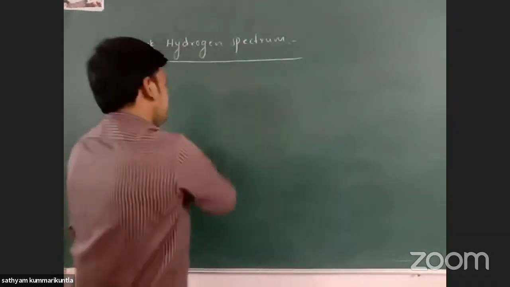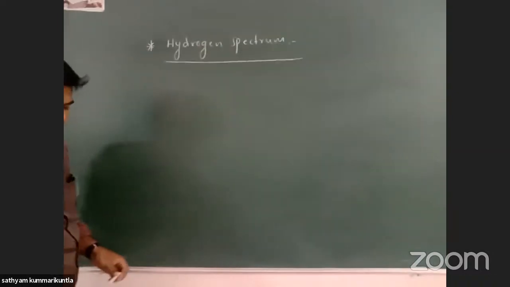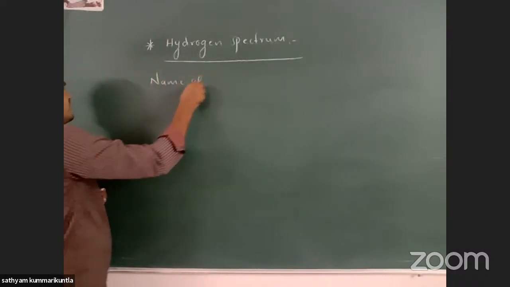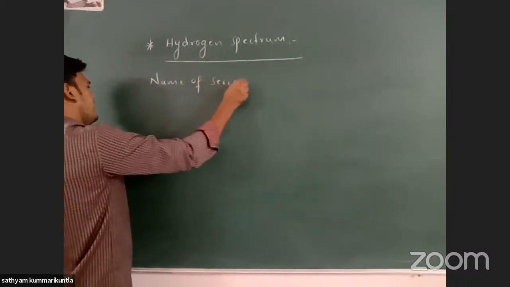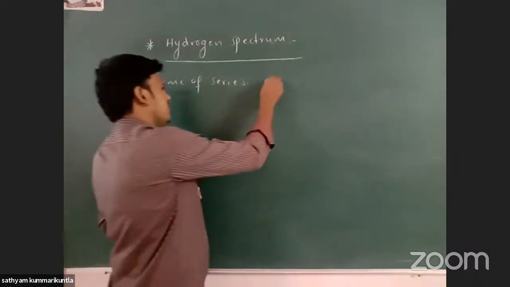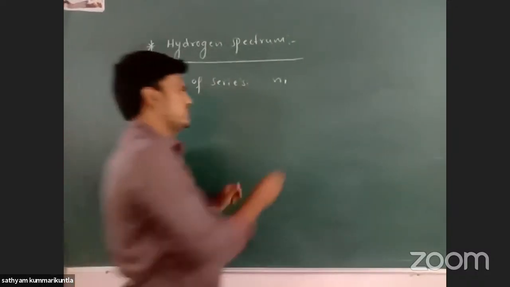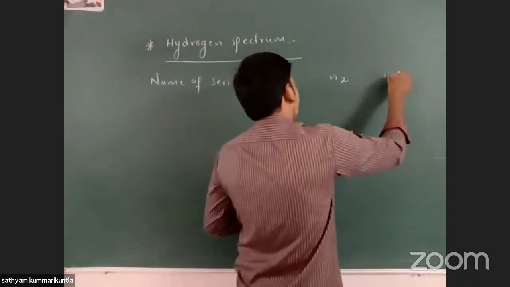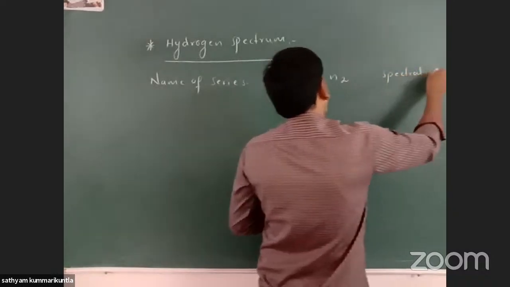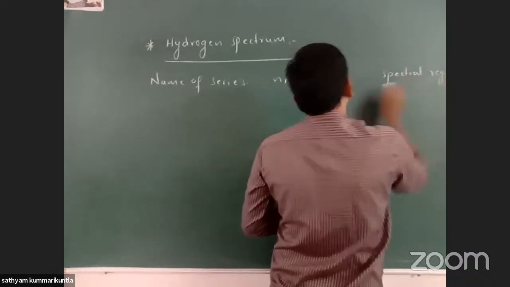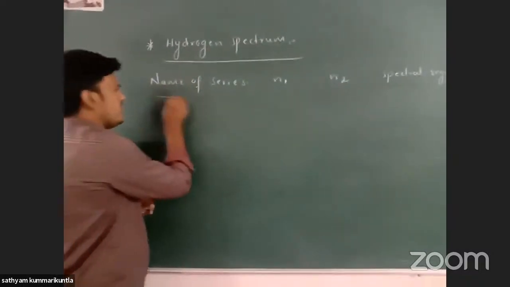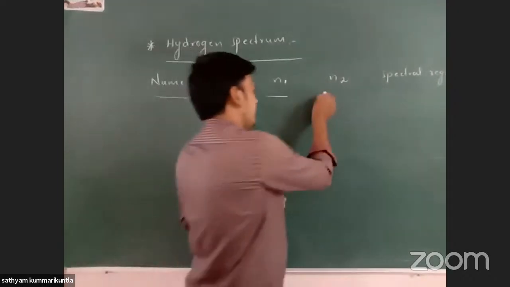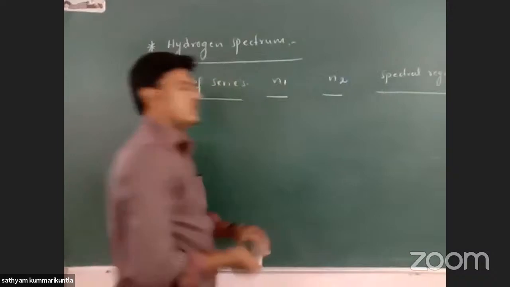Next, very simple. First of all, name of series. Next, N1 value. Next, N2 value. Next, spectral region. Okay, so first of all, name of series here. Next N1 value, right? Next N2. Next spectral region.